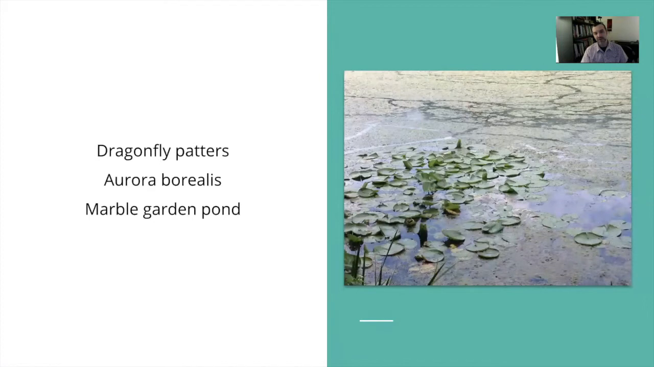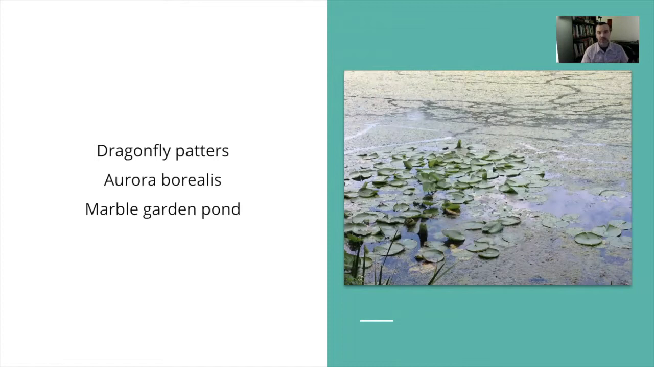Here's an example of a haiku from me. Dragonfly patters, aurora borealis, marble garden pond. Now, this one has the same syllable count as the 5-7-5 pattern. It alludes to some season. Some people read this as a summer haiku. Some people read it as a winter haiku at times. And it has a nature image in it, okay, the dragonfly and the garden pond.